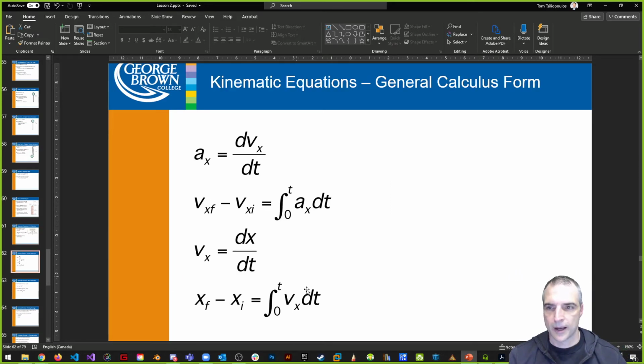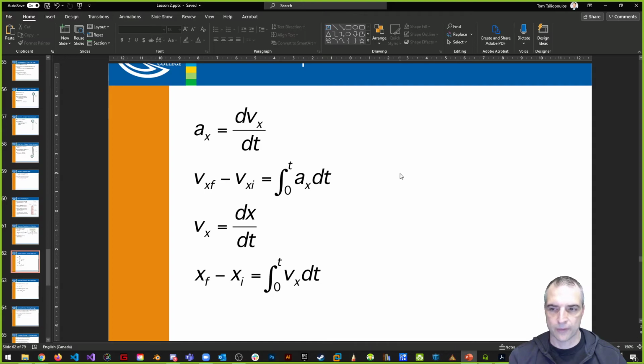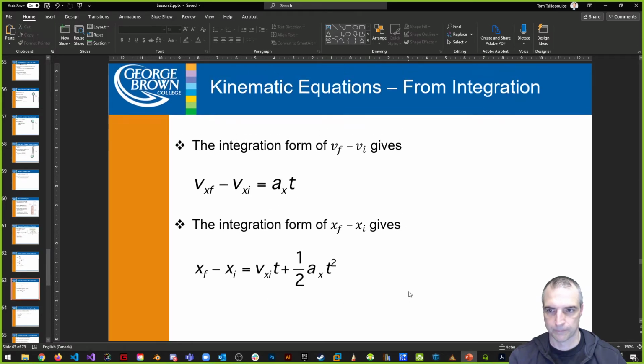All right. So we have these kinematic equations that we get from calculus. I'm just going to show them to you one time, and we're going to move on. Okay.